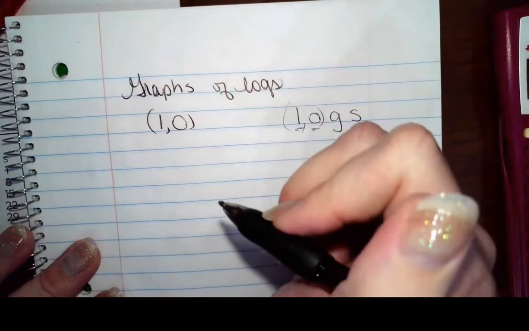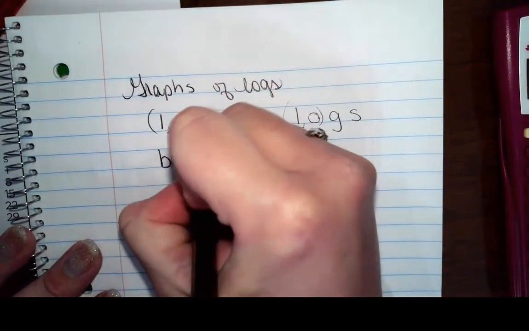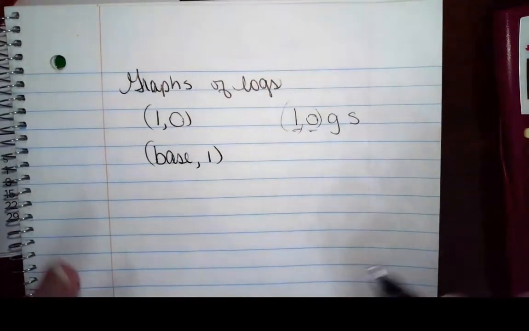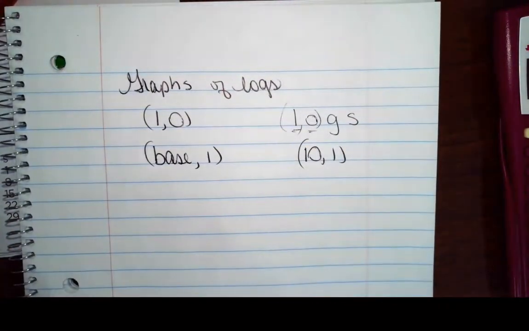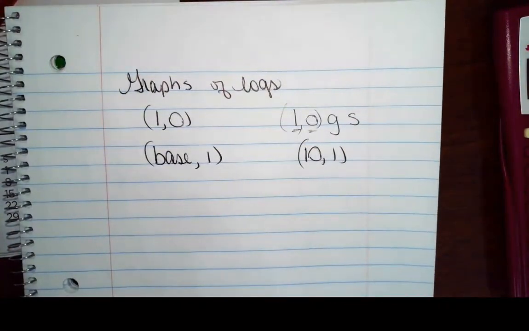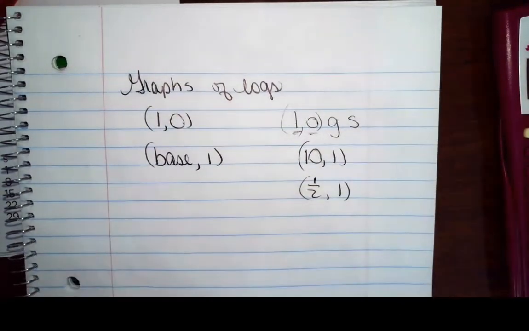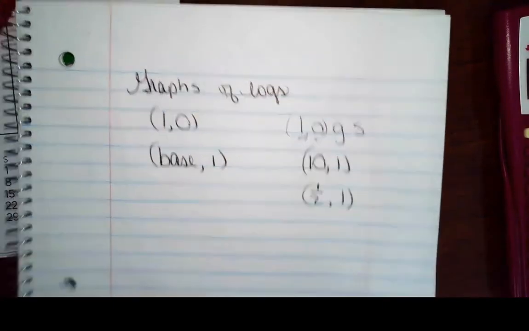I know that the point (base, 1) is also on the graph. So if your base is 10, then the point (10, 1) is going to be on your graph. If your base is a half, then it's (1/2, 1). Whatever your base is, (base, 1) will be on the graph.